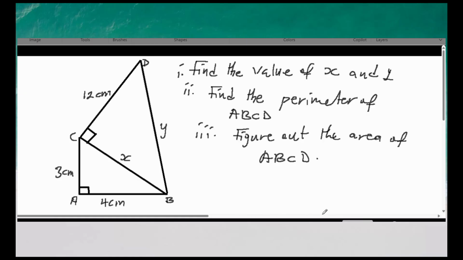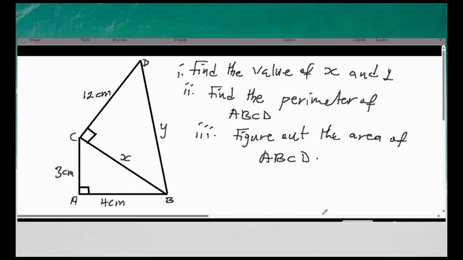In this video, we're given a diagram ABCD, which has known sizes x and y. From the first question, we have to find the value of x and y. The second one, we have to find the perimeter of ABCD. Then the last one, we have to figure out the area of ABCD.